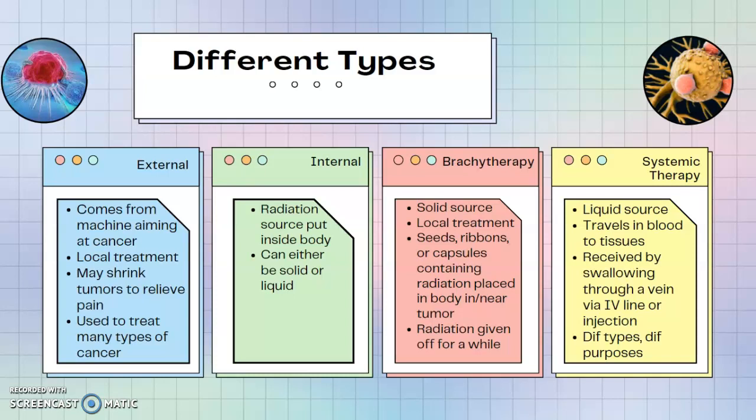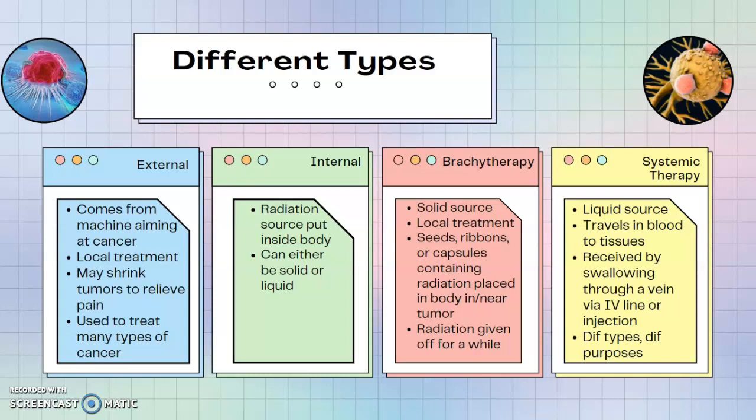Internal radiation beams are evidently going to have the radiation source inside the body, and it can be further subdivided into two more categories based on whether the radiation source is solid or liquid. When the radiation source is solid, that's what would be called brachytherapy. It's another form of local treatment, and how it works is that either seeds, ribbons, or capsules containing radiation are going to be put inside the body or near the tumor and give off radiation for a while.